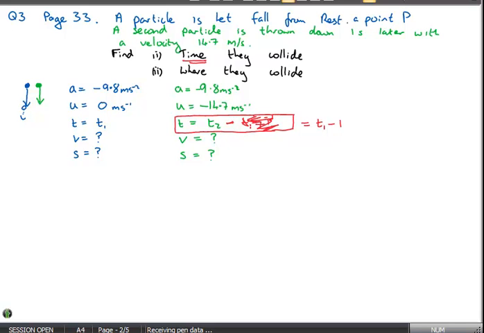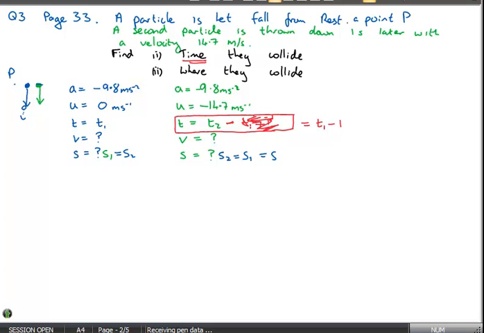Now, because they're both let off from the same place, we know that S1 is equal to S2, because they both start off at P, so the distance they travel down will both be the same. So S1 and S2 are both equal. We can just call that S. Now we've got pretty much everything we need to solve it.